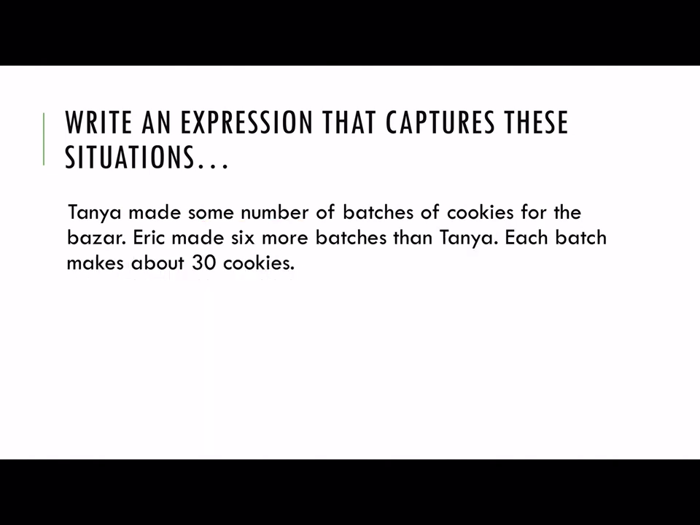Let's go to another situation where Eric is making 6 more batches. Tanya made some number of batches of cookies for the bazaar. Eric made 6 more batches than Tanya, and each batch makes about 30 cookies. We're going to do the same setup as before, but now that we know there's 6 more that Eric made instead of some more, let's see how that affects things.